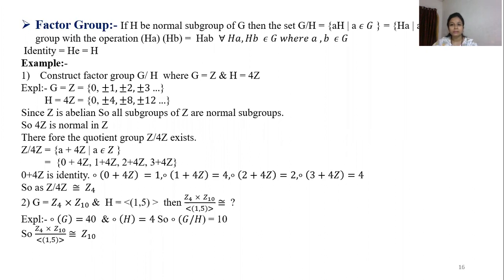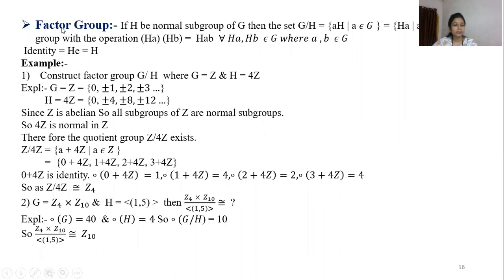And what are the elements in this factor group? It is denoted with the symbol G/H. The elements in this set are the set of all aH, where a belongs to group G, or the set of all Ha, a belongs to G. And this factor group is a group with this operation. Take any two elements in this set G/H, suppose Ha, Hb, then the resultant is nothing but the operation Hab, where Ha, Hb belong to G/H, where a and b belong to G.